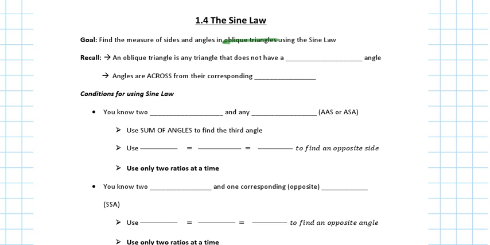An oblique triangle is any triangle that does not have a right angle.